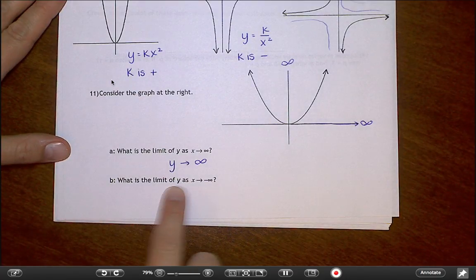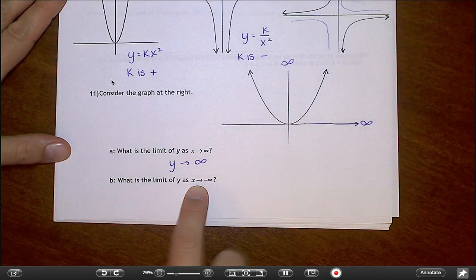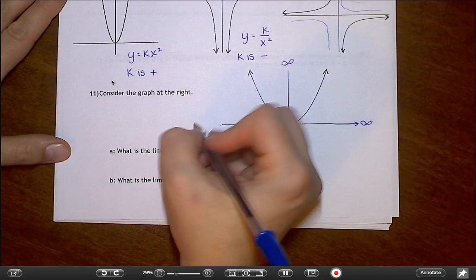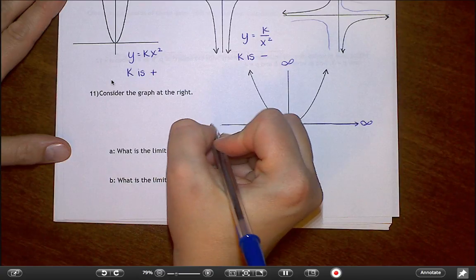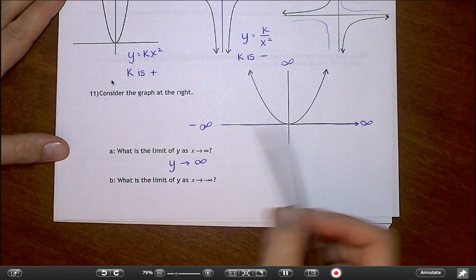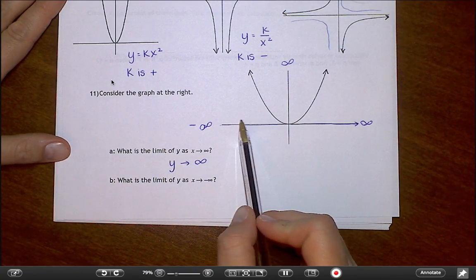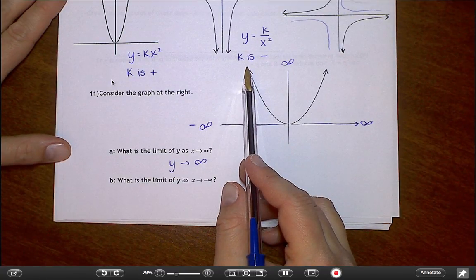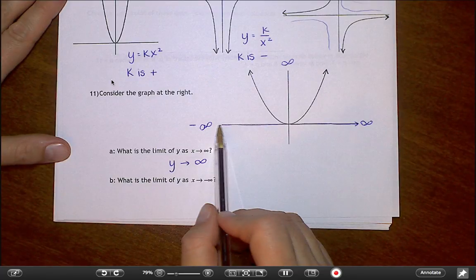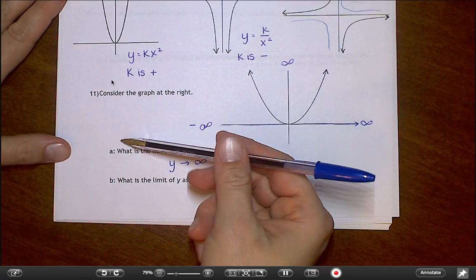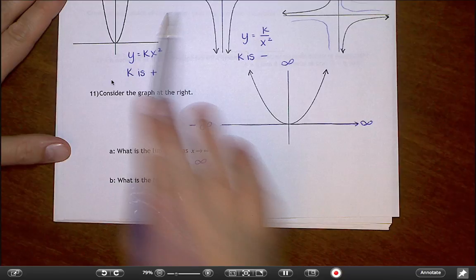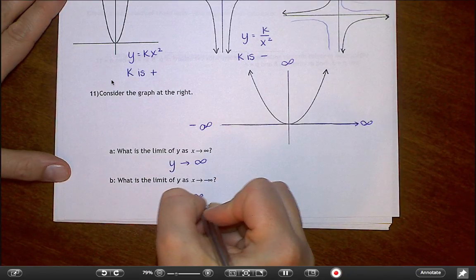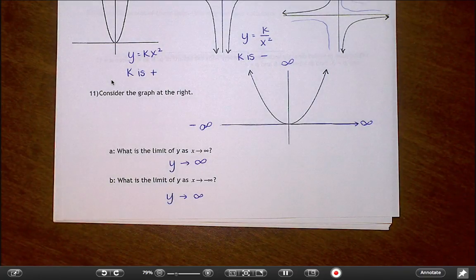Now, what is the limit of y as x approaches negative infinity? So negative infinity, same concept, except you're going in the negative direction forever and ever. So this would be negative infinity. As I look at my graph, as I move in this direction, my graph is still going upward in a positive direction, okay? So even though I'm going to negative infinity on the x-axis, my y's are still going in the positive direction. So I would say y approaches positive infinity here as well. Okay?